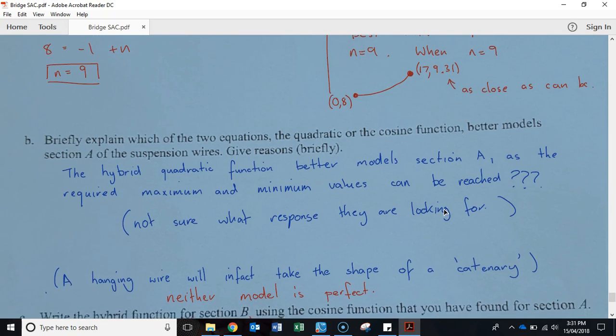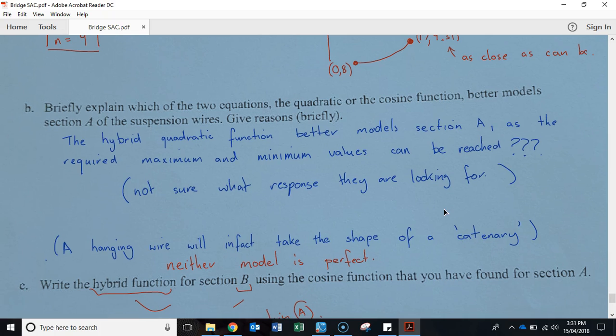They do ask us to explain which of the two equations, the quadratic or the cosine function, better models section A. I'm not really sure what they were looking for here. I'm going to guess that the quadratic function, because it models section A as the required maximum and minimum values on the quadratic function could be reached. We couldn't quite get there with the cosine model.